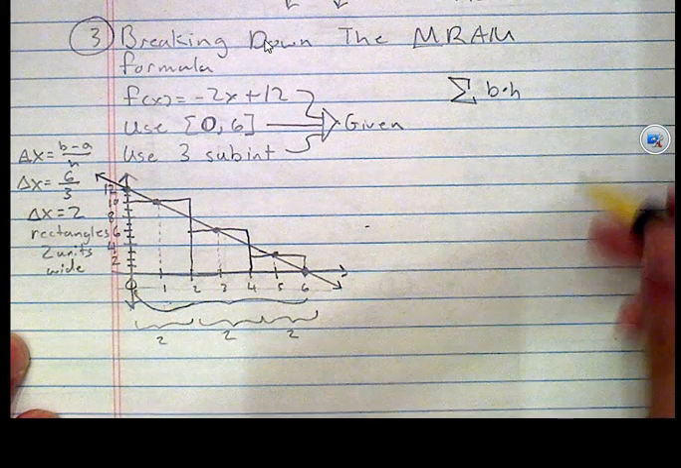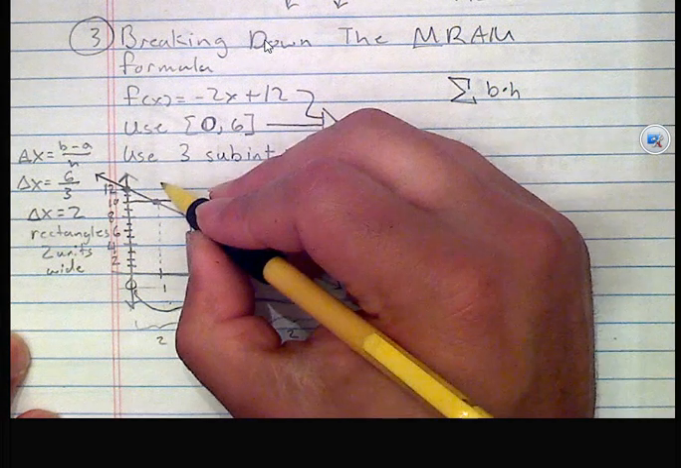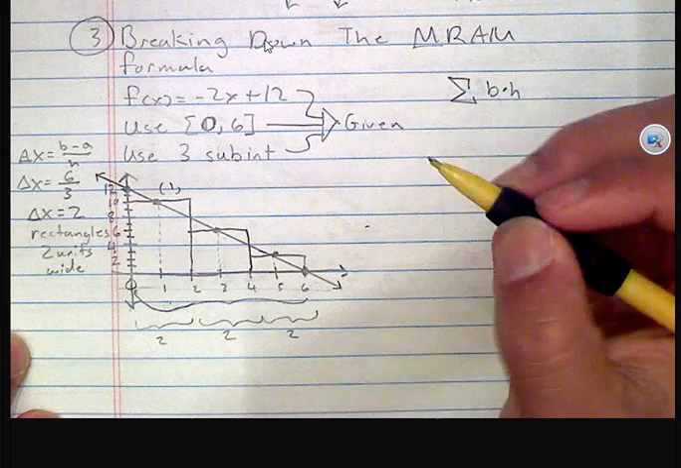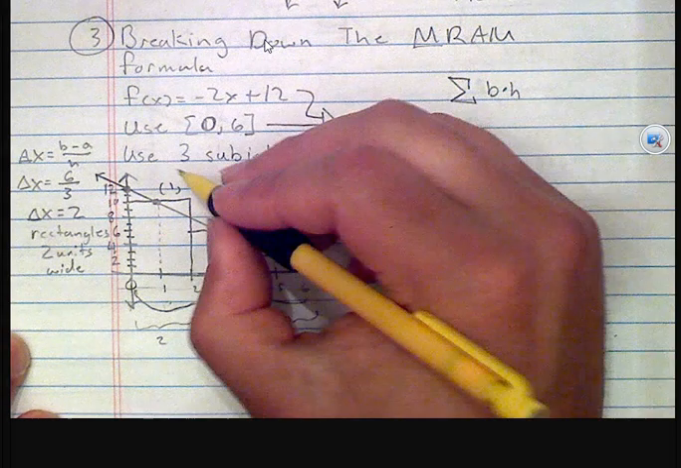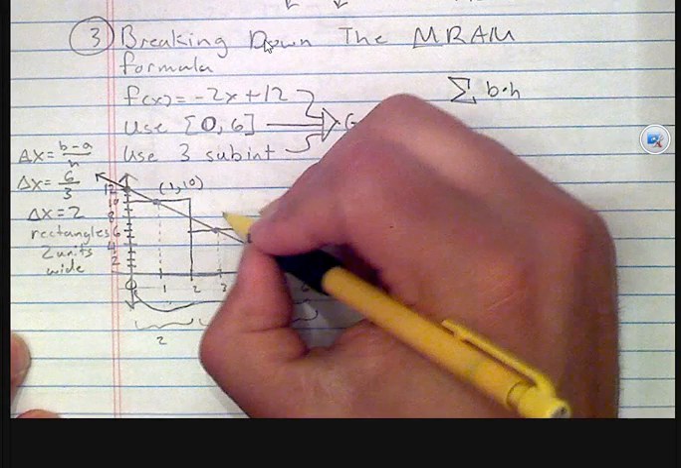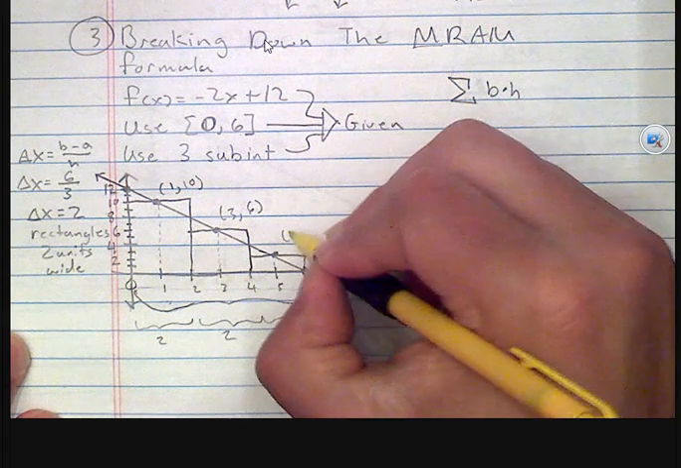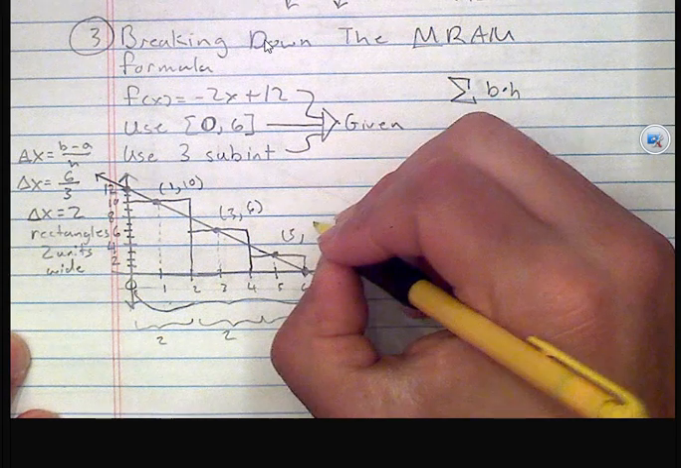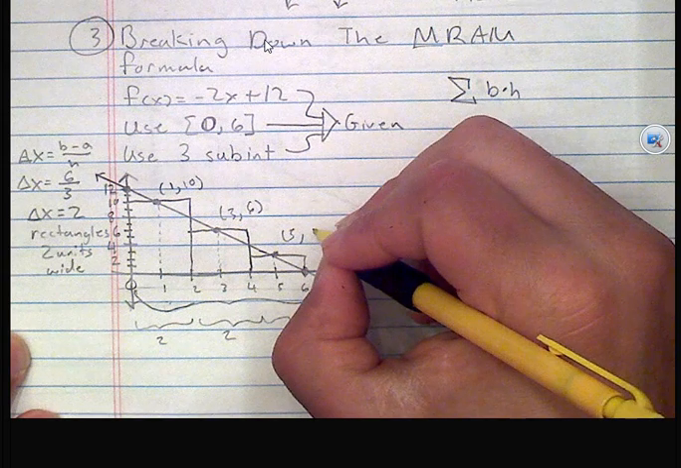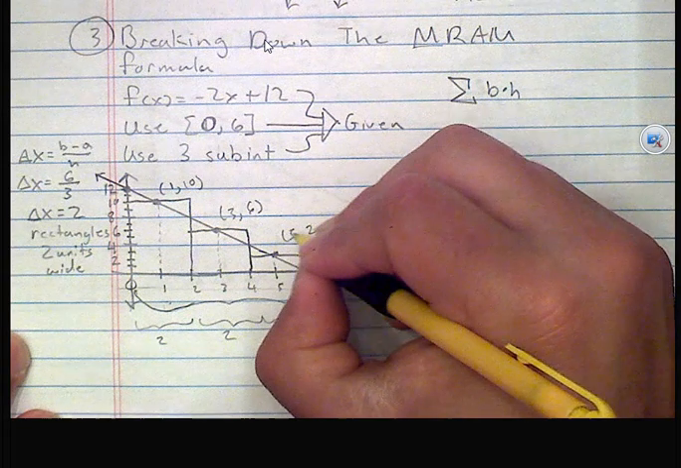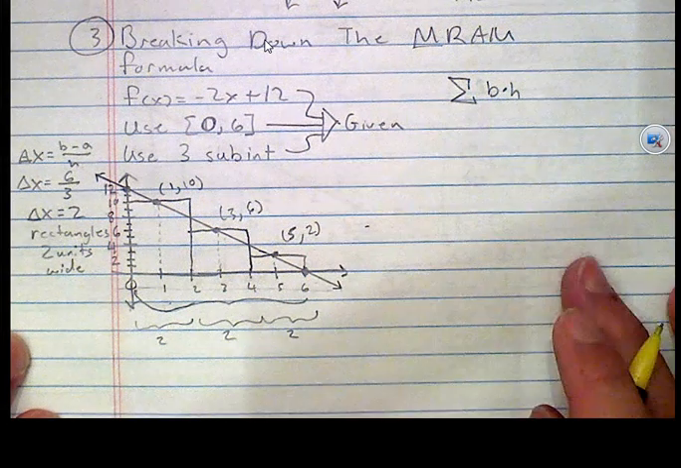What are these points? So that's 1 comma what? We've already done this. 1 comma 10, and then 3 comma 6, and then 5 comma whatever that is, 5 comma 2. Didn't do that one. Alright.